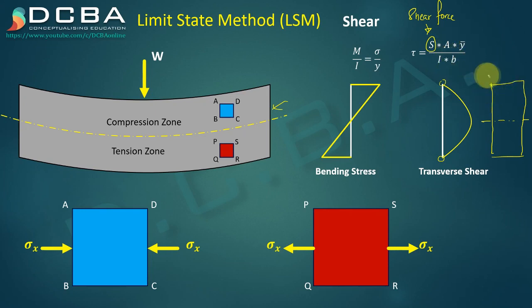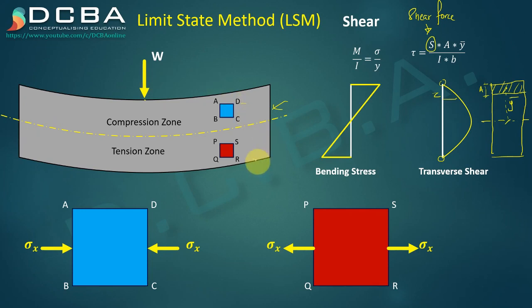The way it is calculated is, you have to take small strips, and let us say that this is an area, and then you have to integrate. I won't be going into the detail of how this formula is derived. So let's say that this is that small area, and y bar will be the centroid of this area from the neutral axis. I will be the moment of inertia of the rectangle, and b will be the width of that section. So that is how this transverse shear is calculated.